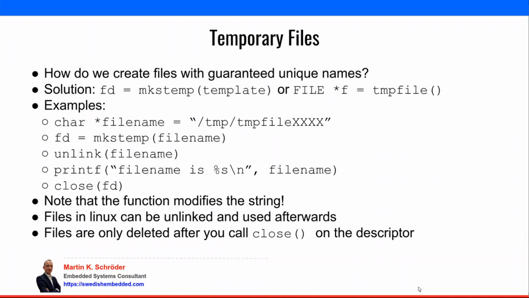We can also unlink the temporary file right away after creating it. We don't have to wait until the end. We can unlink it right away, and it will not be removed from the disk until we call close. So we can actually unlink a file, and it will look like the file is removed, but it's still going to be available. We can still use the file in the application, and once we close the descriptor, that's when it's actually going to be removed.